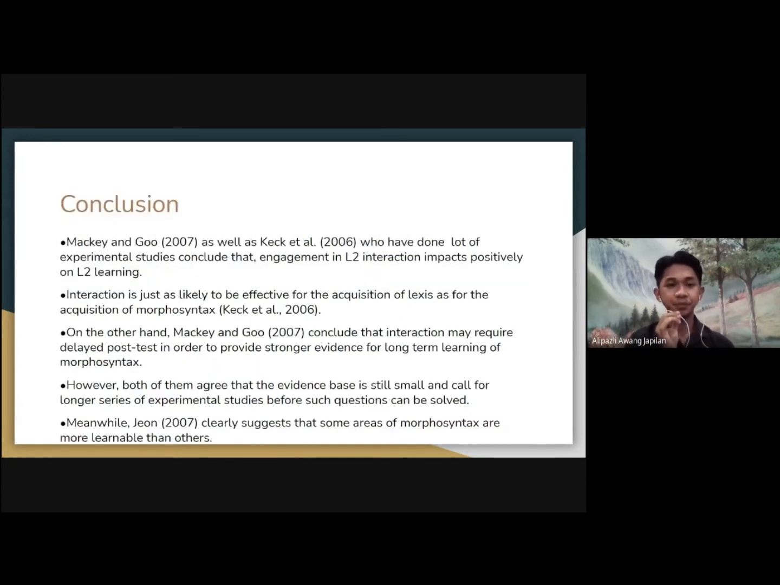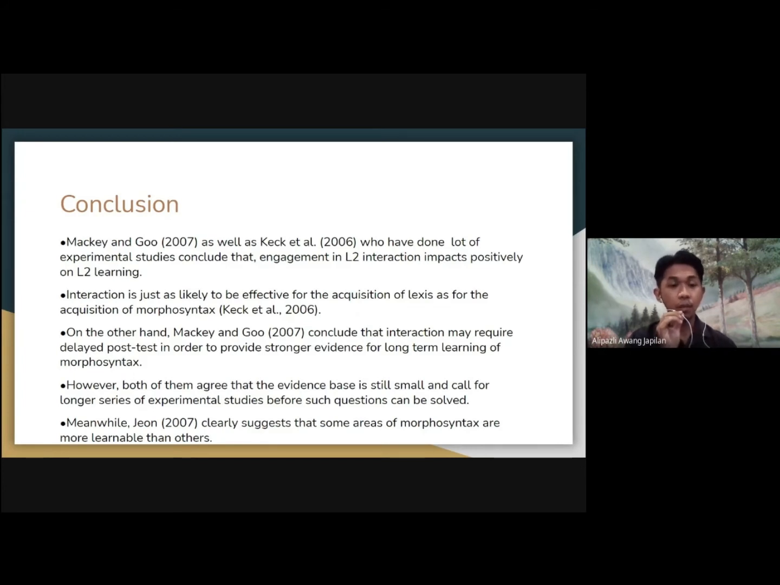Next slide. So, the conclusion of the discussion of both of the studies, Mackey and Goo 2007, as well as Keck et al. 2006, who have done a lot of experimental studies, conclude that engagement in second language interaction impacts positively on second language learning. And interaction is just as likely to be effective for the acquisition of lexis as for the acquisition of morphosyntax. On the other hand, Mackey and Goo 2007 conclude that interaction may require delayed post-test in order to provide stronger evidence for long-term learning of morphosyntax.